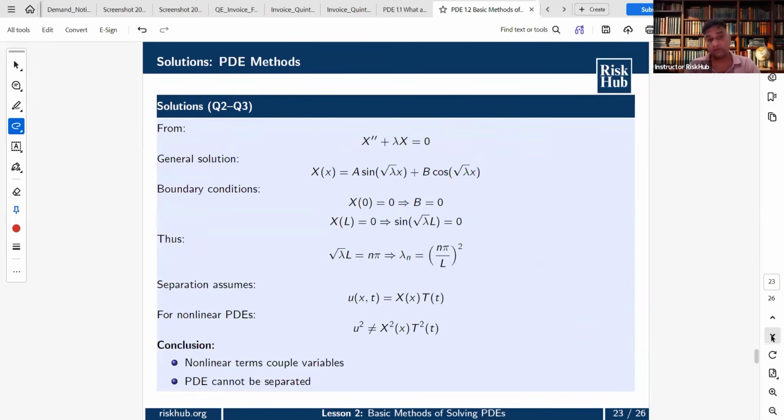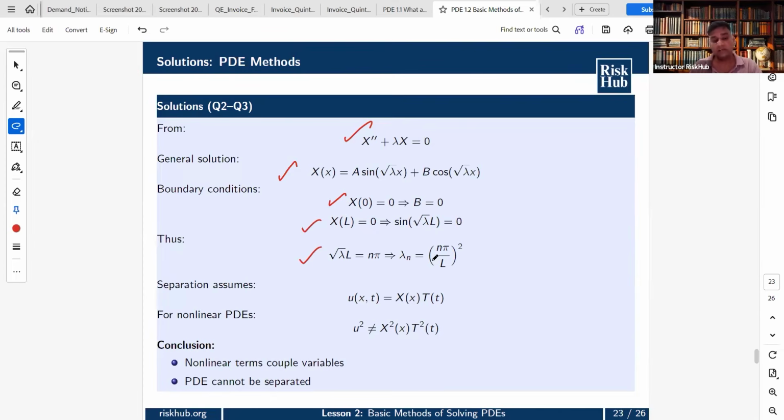You have the solution for question number 2. We are looking at now, in fact, 2 and 3. We start from this equation, X'' plus lambda X is 0. The general solution is X(x) is equal to A sin(root lambda x) plus B cos(root lambda x). The boundary condition X(0) is equal to 0 implies B is equal to 0 because cos 0 is equal to 1. Then X(L) is equal to 0, so sin(root lambda L) is equal to 0. So root lambda L is equal to n pi. Lambda_n is equal to (n pi / L) squared.